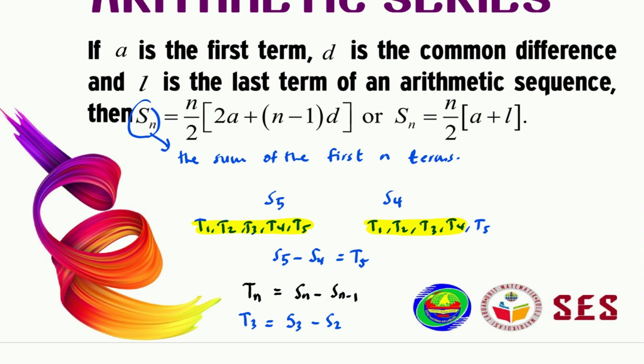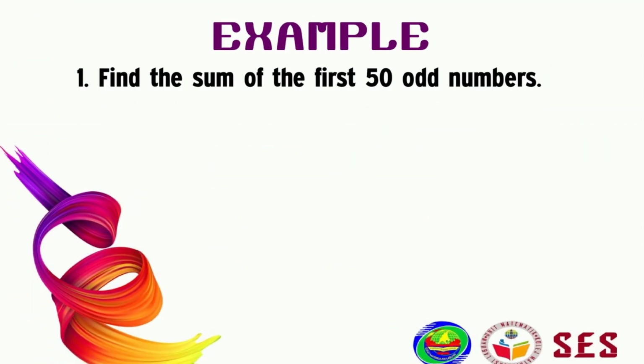All right, so let us consider this first example. Find the sum of the first 50 odd numbers. The keyword is the sum, because it tells us that we need to use the Sn formula here, not Tn. And the first 50 odd numbers, so that 50 represents our n value. So n equals 50, and basically we need to find S50.